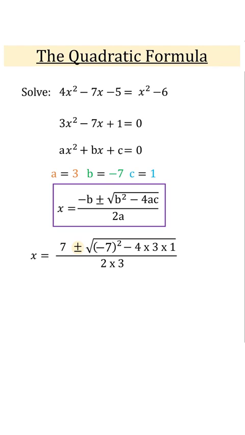To find our first solution, we use the plus. Hence x equals 2.180 when rounded to 3 decimal places. We can now use the arrow key on our calculator to go back and change the plus into a minus. Hence x equals 0.153 when rounded to 3 decimal places.